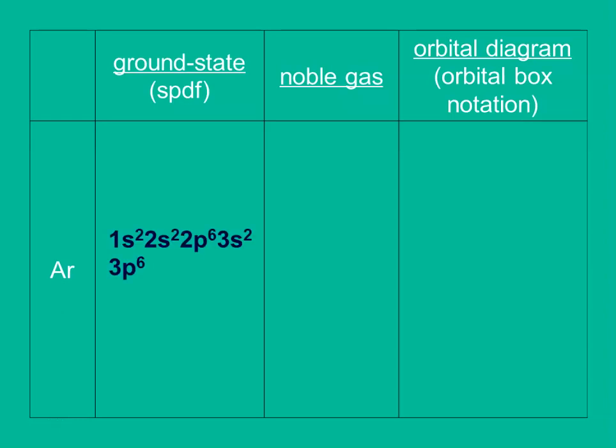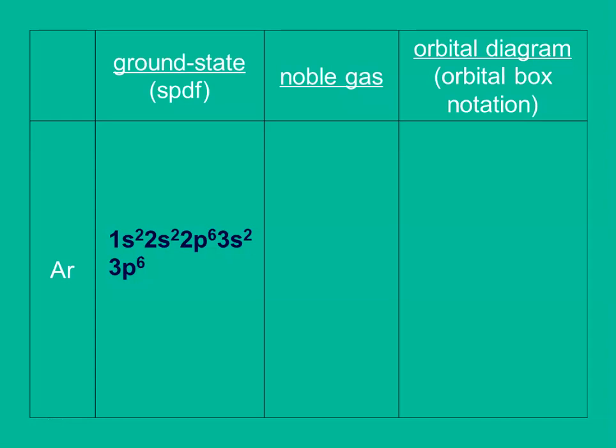All S sublevels, because they have one orbital, can hold 2 electrons total. Any P sublevel has 3 orbitals, so it can hold a total of 6 electrons. Ds have 5 orbitals, so they can hold 10. And F sublevels have 7 orbitals, so they can hold up to 14.